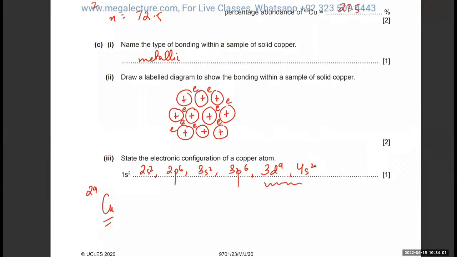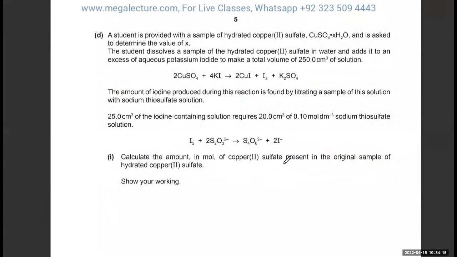Anyways, what is wrong with this electronic configuration? Why was copper a special case? Copper is actually 3d10 and 4s1. So copper doesn't really follow the Aufbau principle. The most stable electronic configuration of copper is 3d10 and 4s1. Now you've got this question. It says the student provides a sample of hydrated copper sulfate, so this is probably about finding this X.